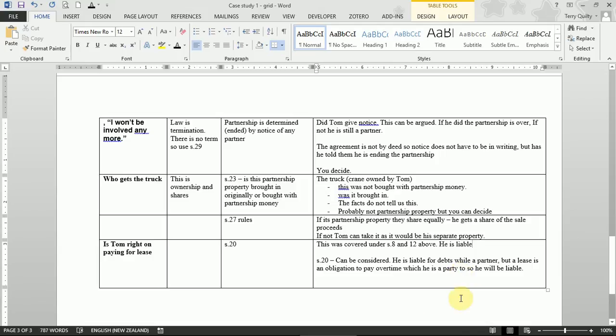So this grid will be on Canvas alongside the question and alongside this video. So I'll suggest you might want to work through the grid at the same time.